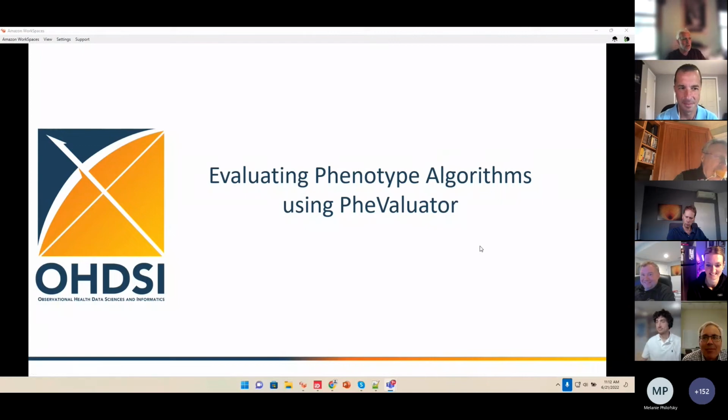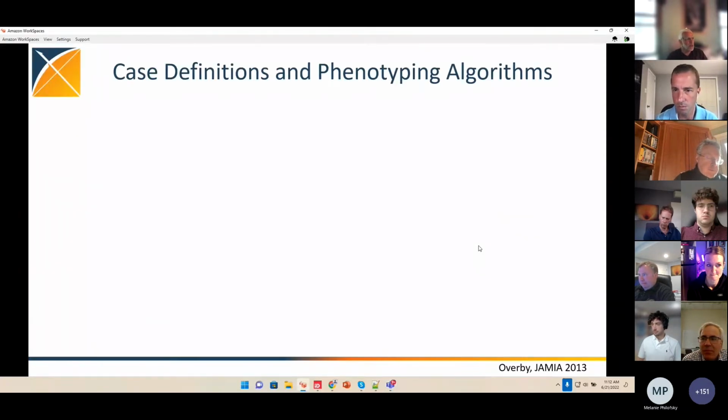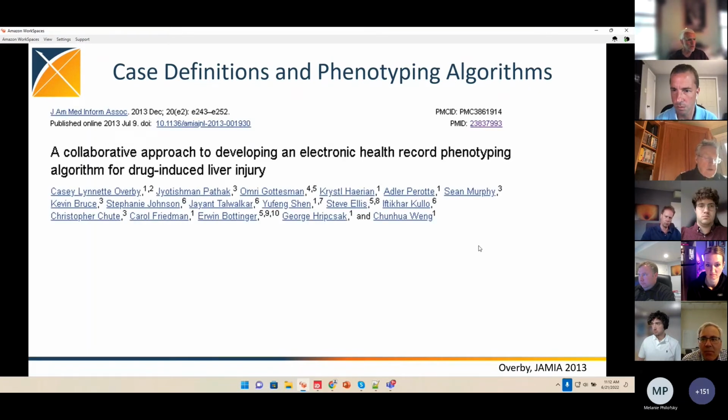All right, today I'm going to be talking about evaluating phenotype algorithms using PheValuator. Just to make sure we're all on the same page, I'm going to give some definitions for a case, what is a case definition, and phenotyping algorithms. I'm getting this from a paper from Overby et al. from JAMIA 2013.